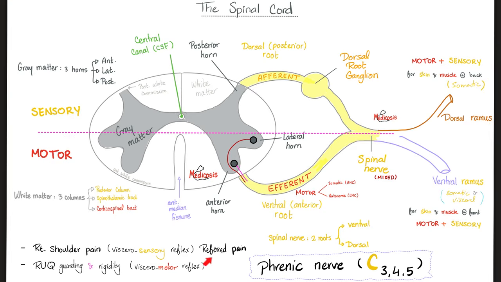Put differently, what people call referred pain is nothing more than a viscerosensory reflex. But what if the visceral sensory limb gave the impulse to the central nervous system and then the central nervous system decided to project this here with the anterior or motor branch? What would you get now? I'll get a visceromotor reflex, what people call guarding and rigidity. These two are reflexes, something that your woke professor will never tell you.